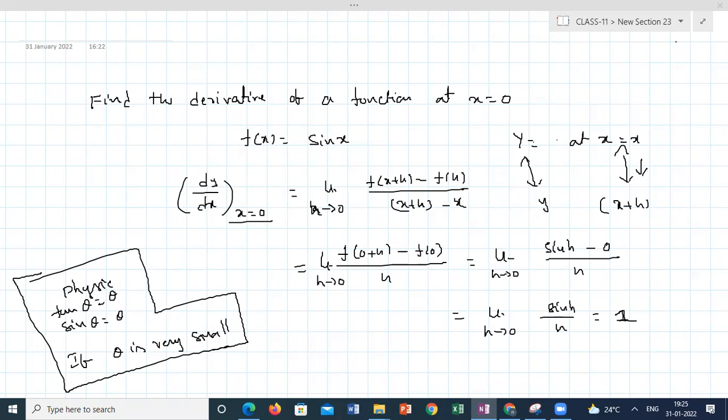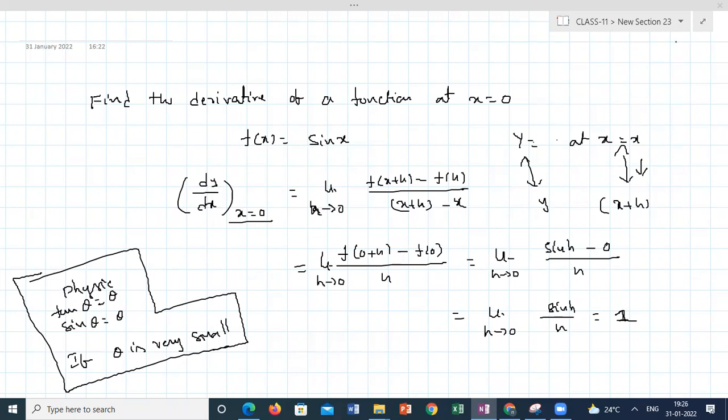What is the meaning of this? Please understand what solution I'm getting: sin h by h is equal to 1 when h is equal to 0. If the x value were some other value, I can't get 1. It may be different. Only when h tends to 0 is this value correct. The ratio of sin h by h is equal to 1. You will understand why from this point.